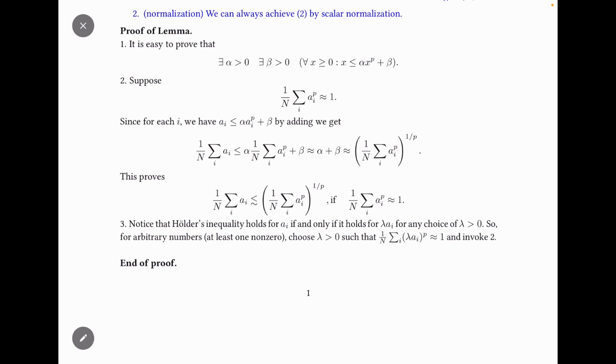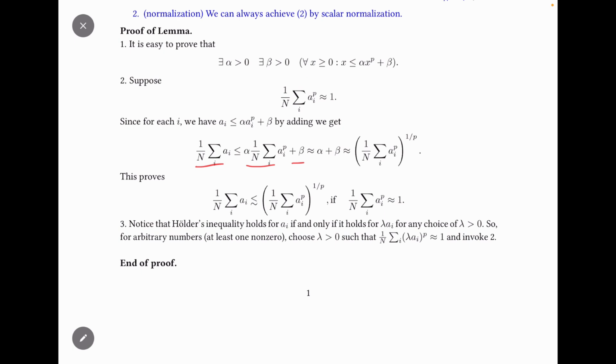You first observe that there are some positive numbers such that this holds for any positive number. And if you want sharp inequalities, you have to show that you can choose alpha plus beta equal to 1. The average. So suppose in the average sense, these are near 1. How does that help? Well, each individual a_i satisfies the above inequality. Once you take the average of this inequality on both sides, you end up with this.